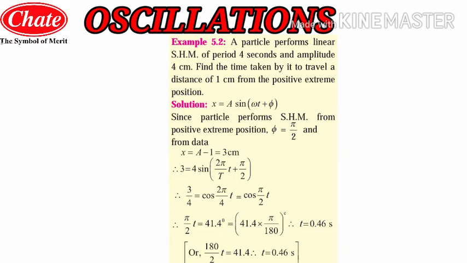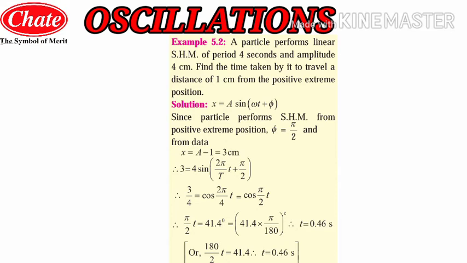Now the time period is T. Now students, we have the value of x, that is 3, and the value of T is also given, that is 4 seconds, and the amplitude is 4 cm. Now we have the value of φ also that we have obtained. It is π/2, as the particle is performing SHM from the positive extreme position. So φ will be π/2. Now simply we will put these values into the equation, and the equation will become, you can follow the steps: 3 = 4 sin(2π/T × t + π/2).